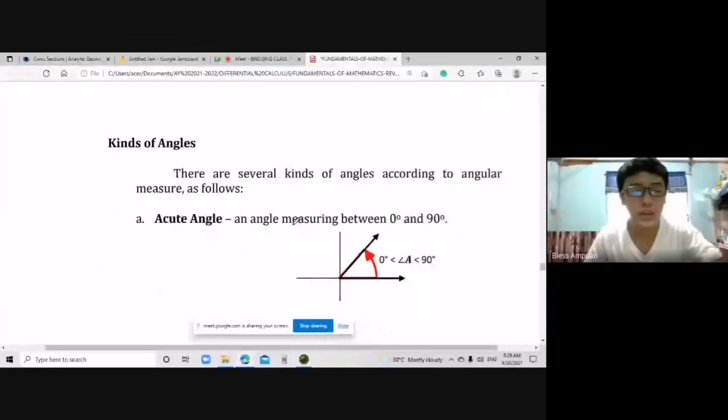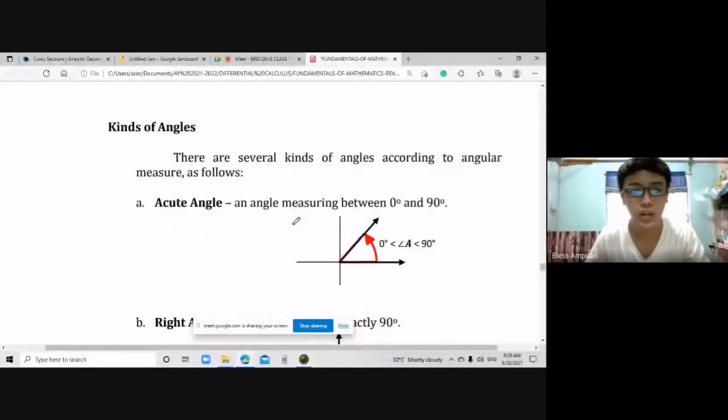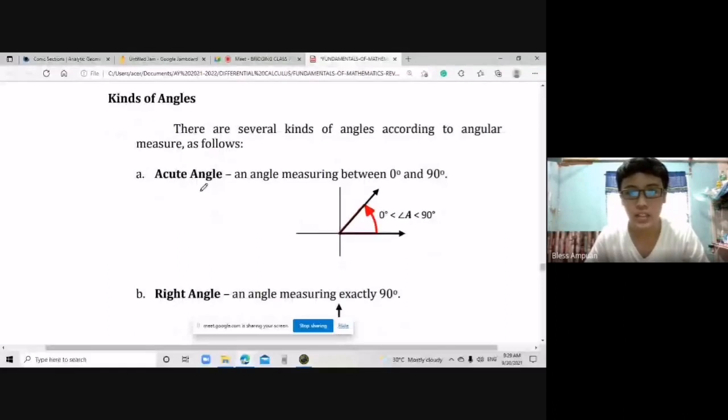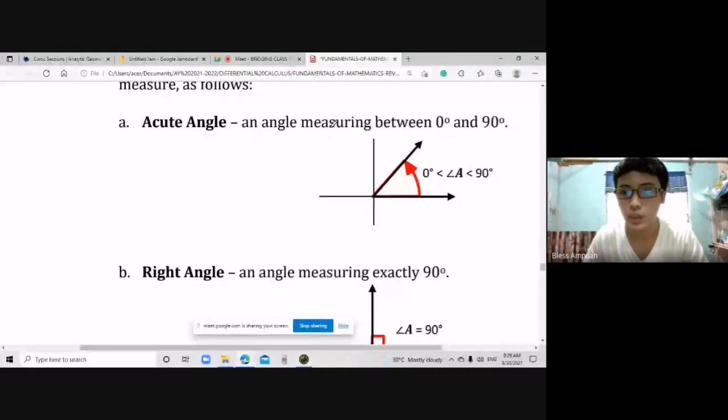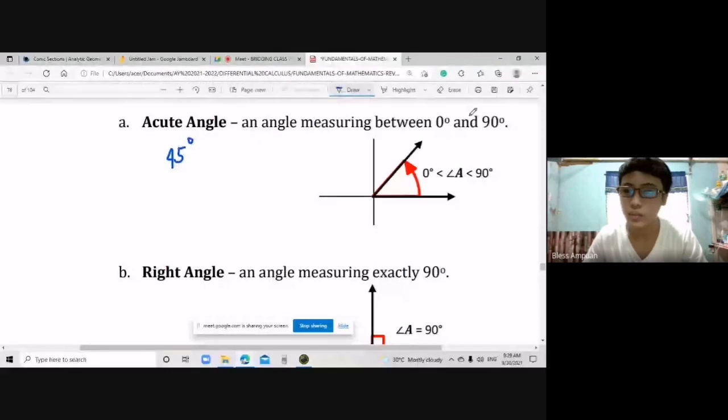We have some kinds of angles. The first one is the acute angle. When we say acute angles, these are angles measuring between 0 and 90 degrees. So if you have an angle of 45 degrees, this is an acute angle between 0 and 90. If you have 55 or 50 degrees, it is an acute angle.